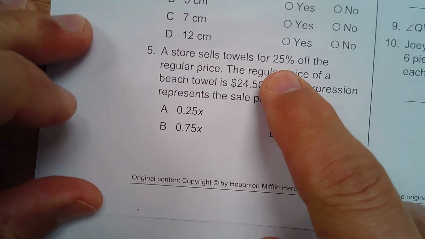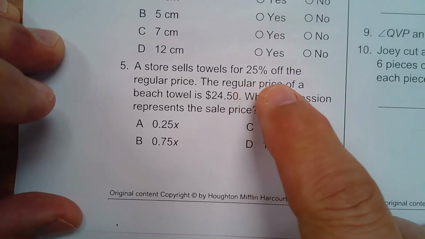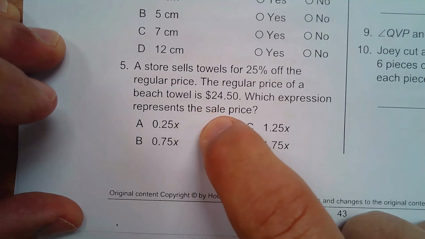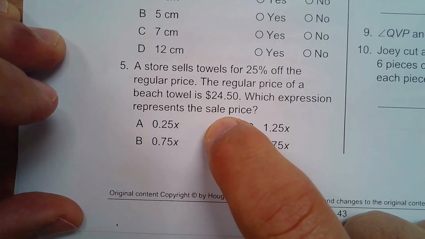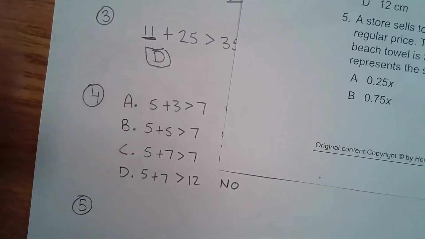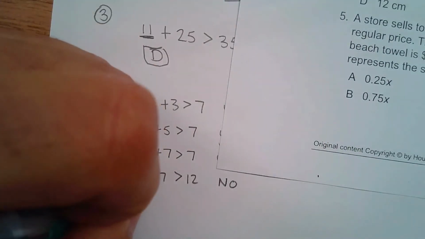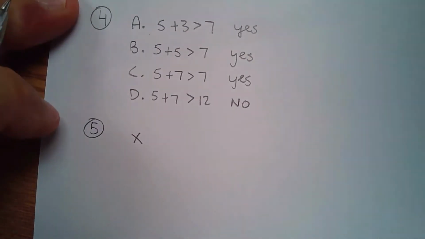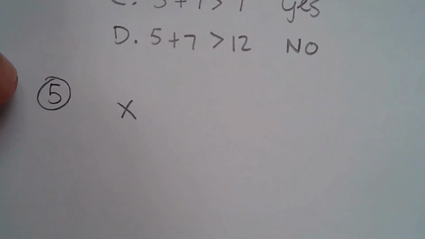Okay, number 5. A store sells towels for 25% off the regular price. The regular price of a beach towel is X. Which expression represents the sale price? So it's going to be 25% off the regular price. So what do we do? We take that regular price, which is X. Let me bring this in closer here. So what do we do? That regular price is X, and it's 25% off.